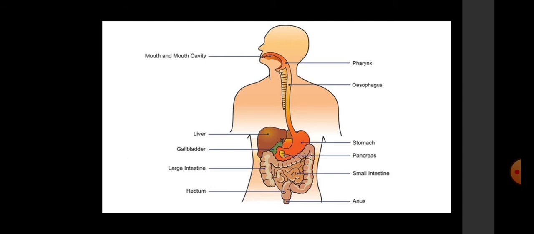In the alimentary canal, the different parts are the mouth, the pharynx, the esophagus, stomach, the small intestine and the large intestine which ends in the anus. The associated glands are the salivary glands, which are present in the mouth. Then you can see the liver, then the pancreas, then the gastric glands which are present in the stomach, and the intestinal glands which are present in the small intestine.